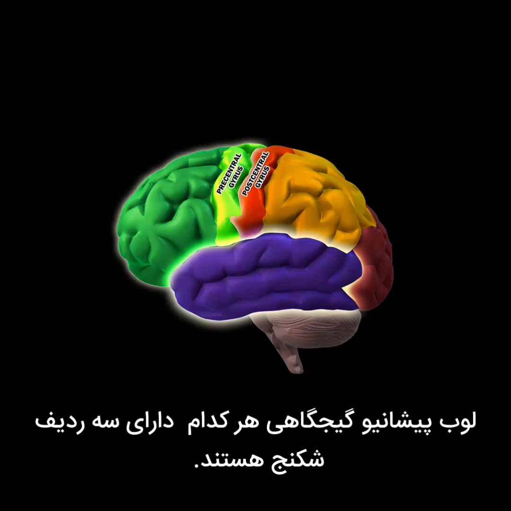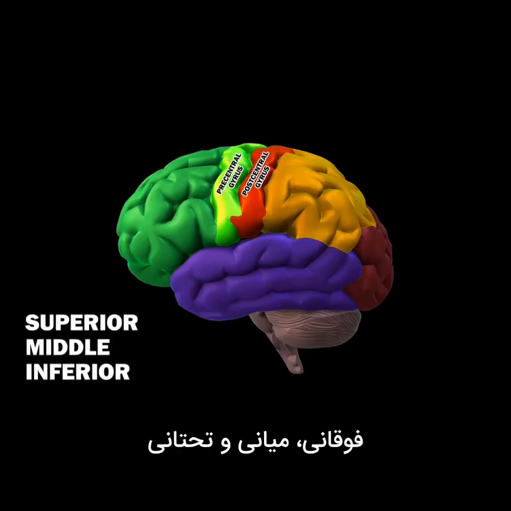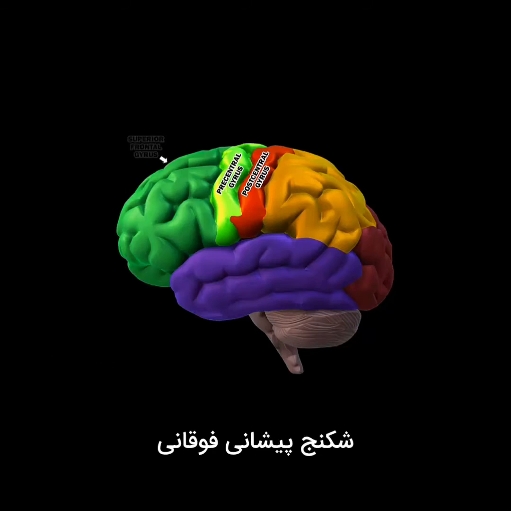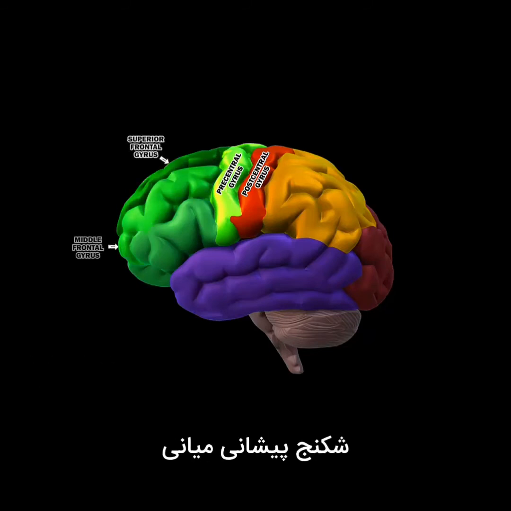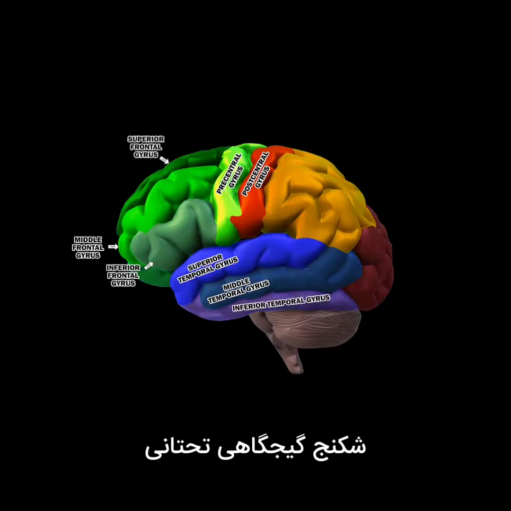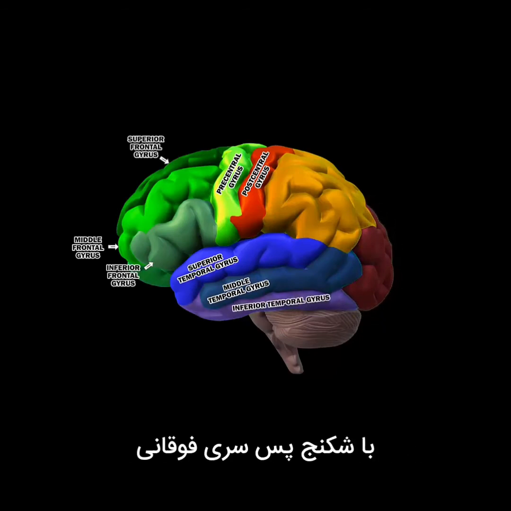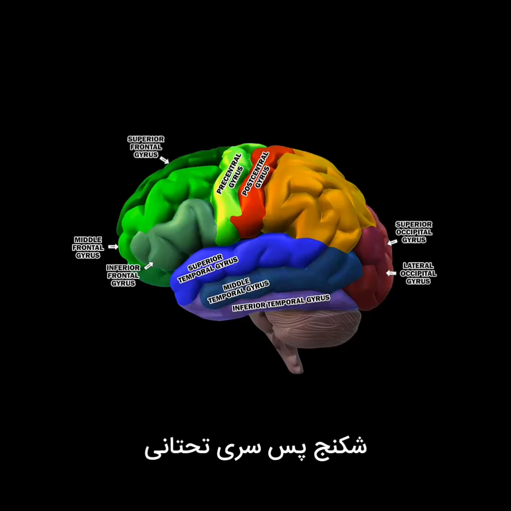Next, the frontal and temporal lobes each have a set of 3 gyri: superior, middle, and inferior. Superior frontal gyrus, middle frontal gyrus, inferior frontal gyrus. Superior temporal gyrus, middle temporal gyrus, inferior temporal gyrus. The occipital lobe is a similar situation, with the superior occipital gyrus, lateral occipital gyrus, and inferior occipital gyrus.